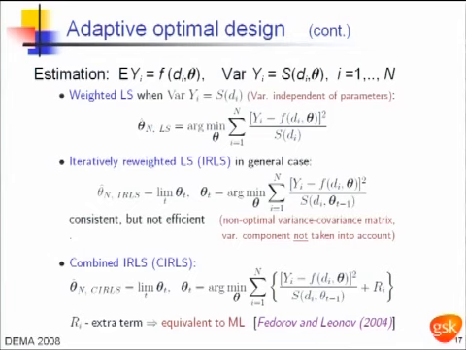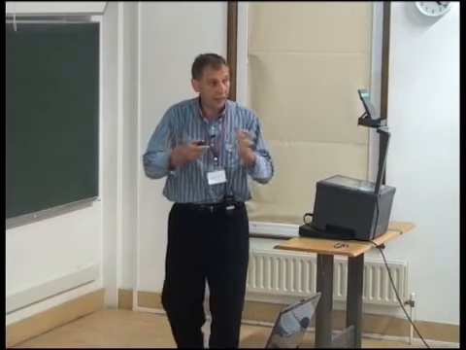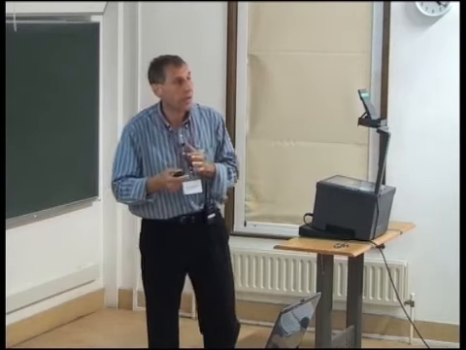So that will work fine, and you will get consistent estimators. When variance depends on unknown parameters, one has to be more careful and introduce iteratively reweighted least squares. So it's an iterative procedure. It's consistent, but it's not efficient because the variance covariance matrix will be non-optimal because it doesn't take the second term of the information matrix into account.